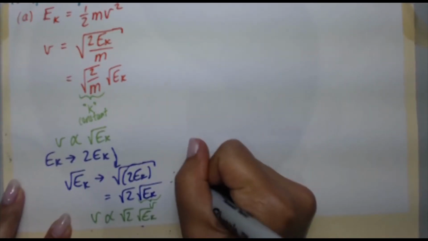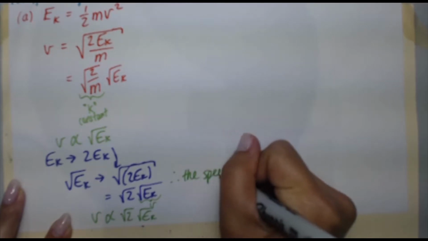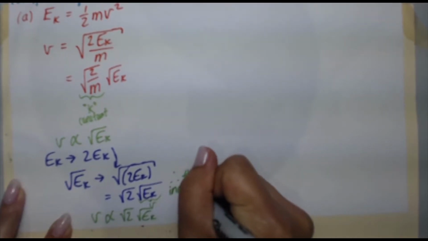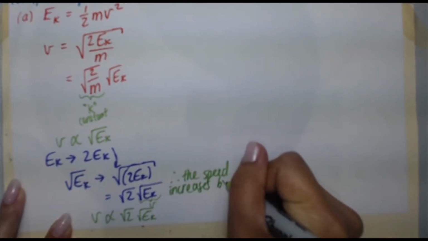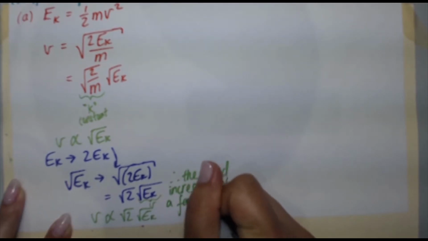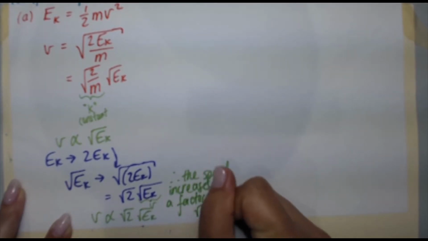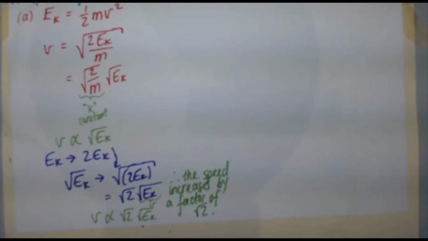So therefore, the speed increases by a factor of root 2. Okay, so that's not so bad.